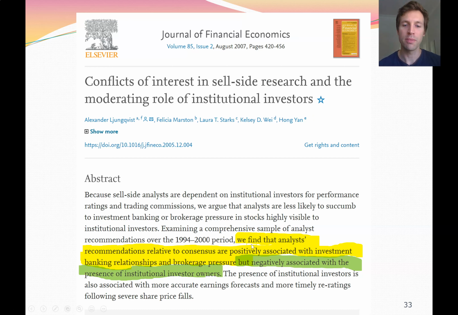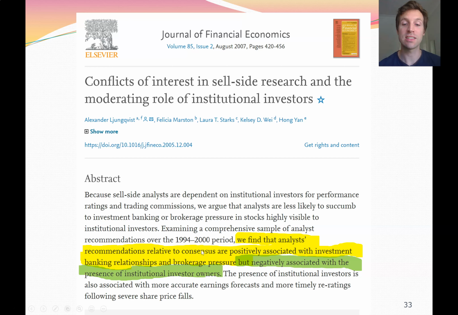So in this paper, they find analyst recommendations relative to consensus are positively associated with investment banking relationships and brokerage pressure. In plain English, when sell-side analysts are working for an investment bank, they have pressure to be overly optimistic. There is a positive association with having this investment banking relationship and their recommendations.